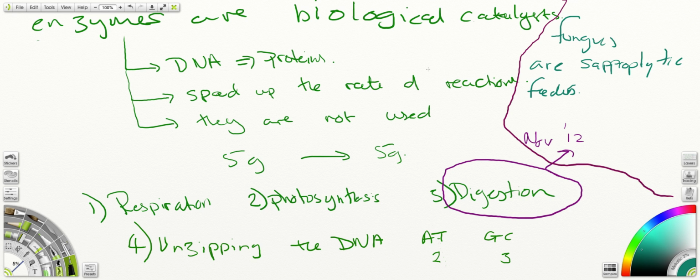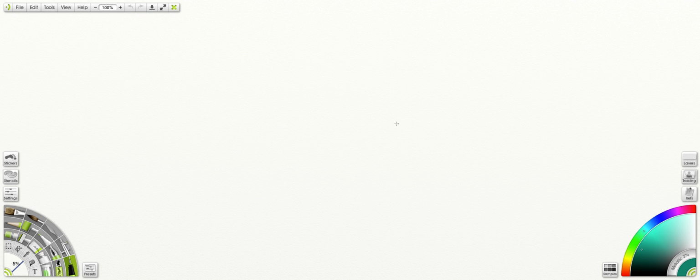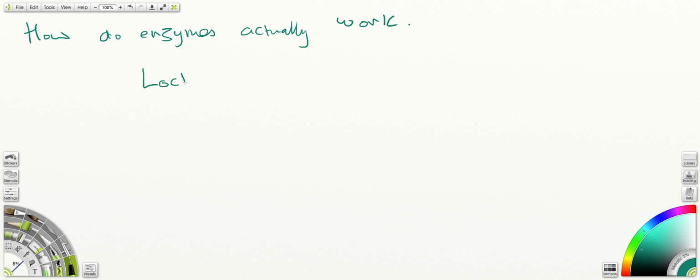So next we're going to have a look at how enzymes actually work. And the answer to this is called the lock and key hypothesis. That's one of the keywords that you need to be aware of, the lock and key hypothesis.